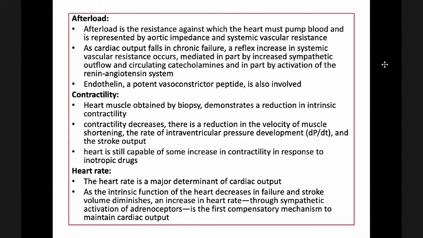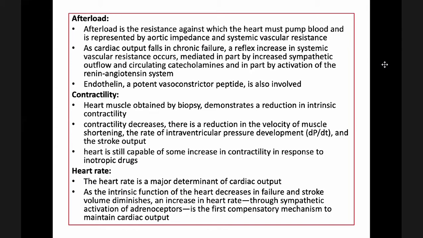This is the resistance against which the heart muscle pumps and is represented by the aortic impedance and systemic vascular resistance. So as your cardiac output falls in chronic failure, a reflex increase in systemic vascular resistance occurs, mediated in part by increased sympathetic outflow and circulating catecholamines, and by activation of your renin-angiotensin system. Endothelin is also involved, and this is a potent vasoconstrictor peptide.